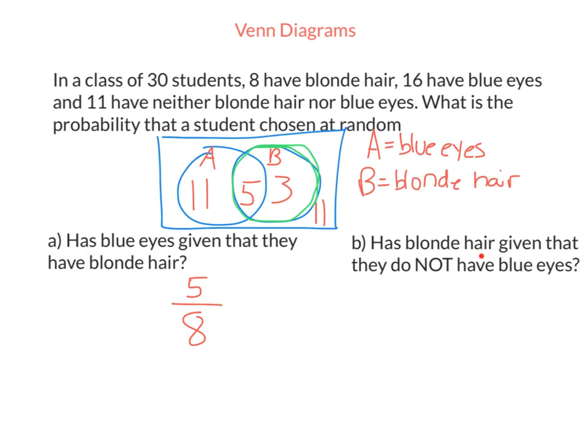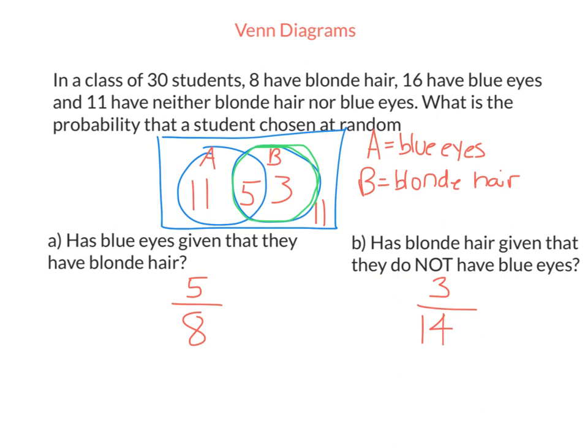So what's the probability they have blonde hair given that they do not have blue eyes? So now what I'm saying is I know they don't have blue eyes. I know they're definitely not in the A circle. So there are 11 plus 3, 14 choices for students who are not in the A circle. So of those 14, how many have blonde hair? The answer is 3. 3 out of those 14 students have blonde hair. You can see that these probabilities were calculated so much easier due to Venn diagrams.